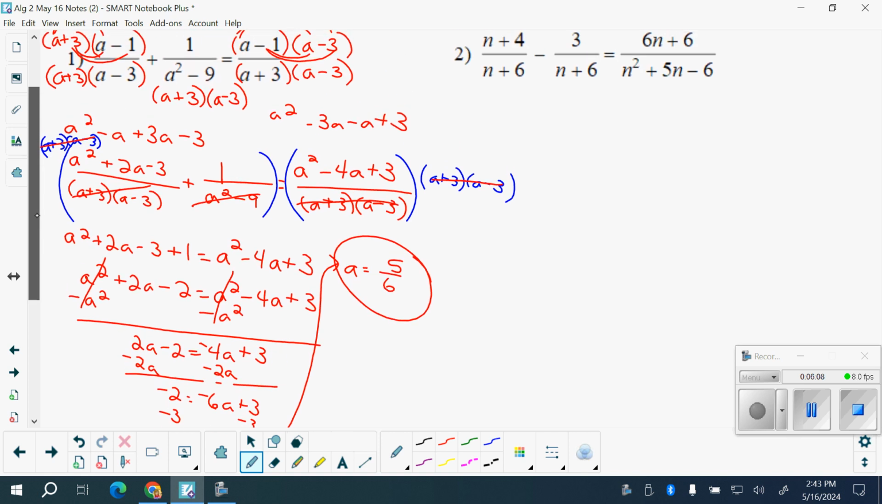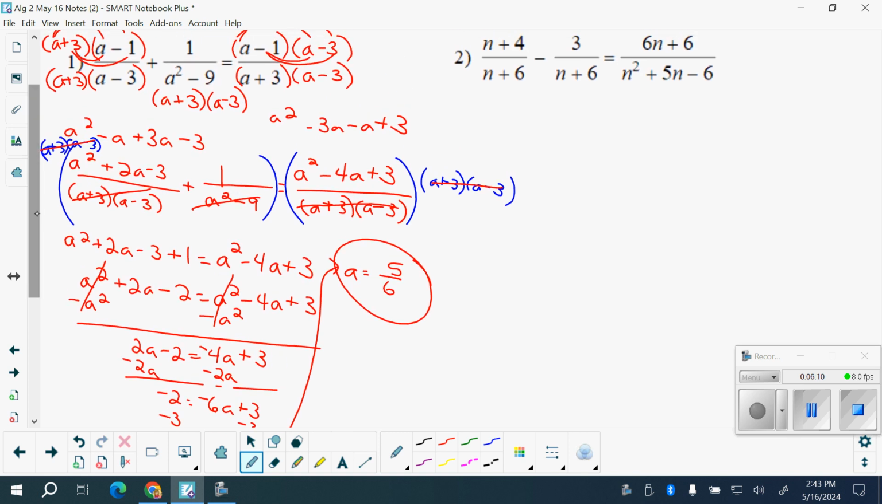So we want to look at that 5 over 6. Does that make our denominator 0? What would make our denominator 0? We have an a plus 3 here. So negative 3 would make that 0. What would make this 0, the a minus 3? Equals positive 3. So it's not 3 or negative 3, so we're good. So that's what you want to look at. I know it's an extra step on that to do that. Sorry, these just take a lot of steps.